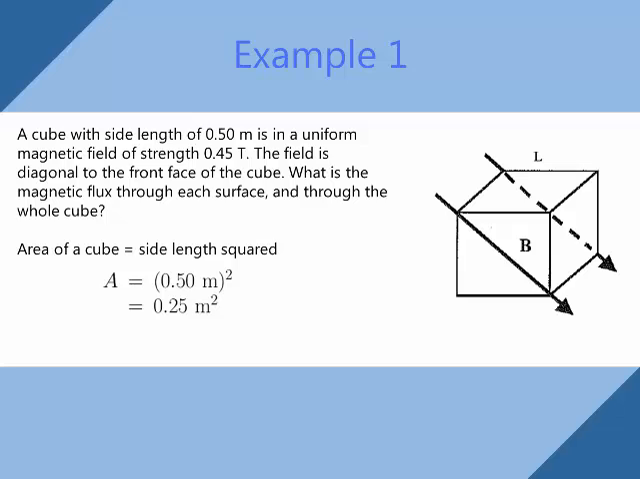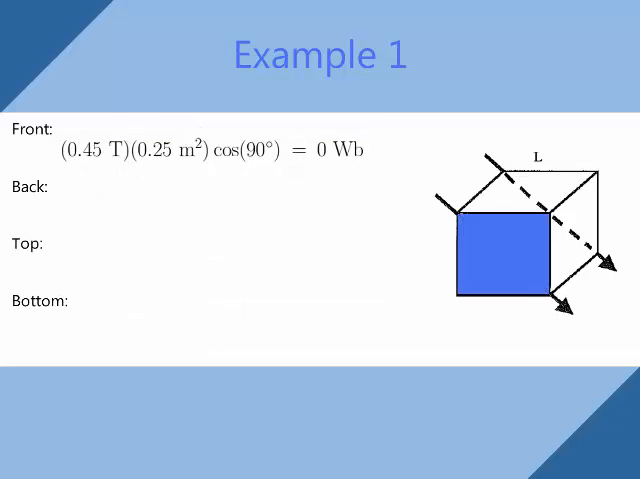Since we know the side length of the cube, we can find the area of each of its 6 surfaces as being the side length squared, giving us 0.25 meters squared. With our areas, we can now calculate the flux through each of the surfaces. The magnetic field does not penetrate the front surface, it merely runs along it. Thus, cosine of 90 degrees being the angle between them, gives us an answer of 0 Webers.